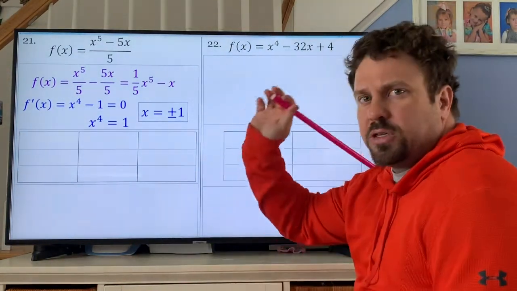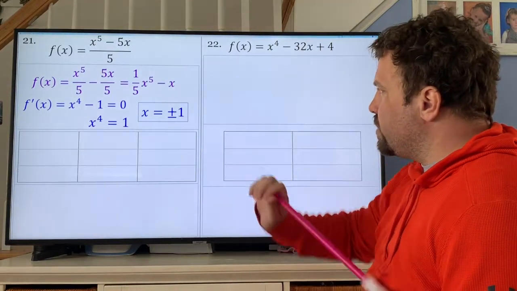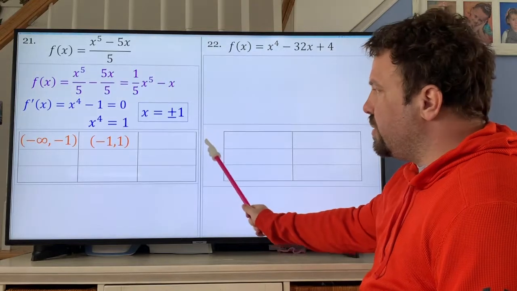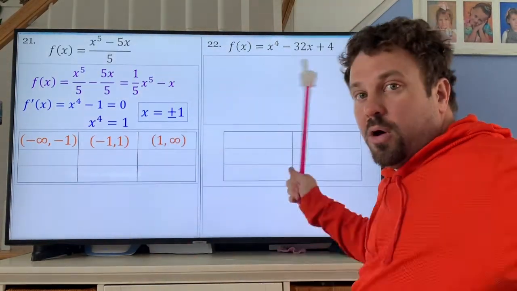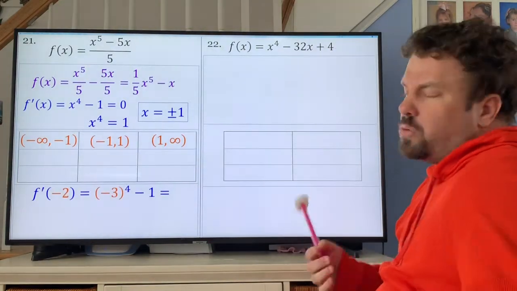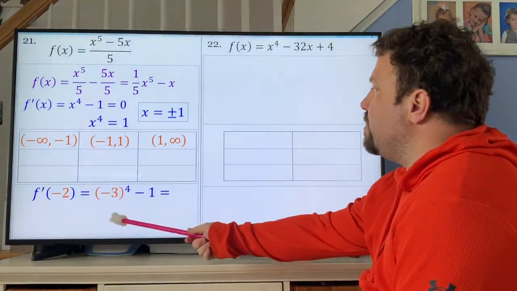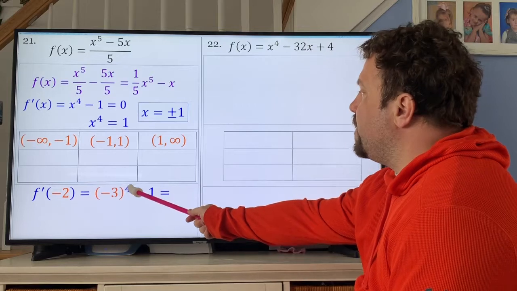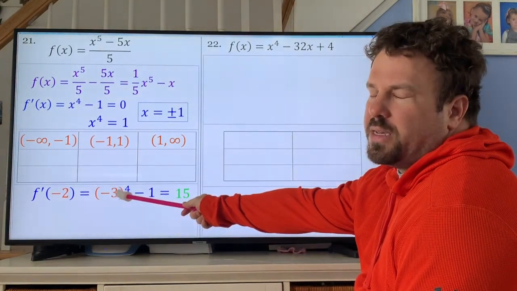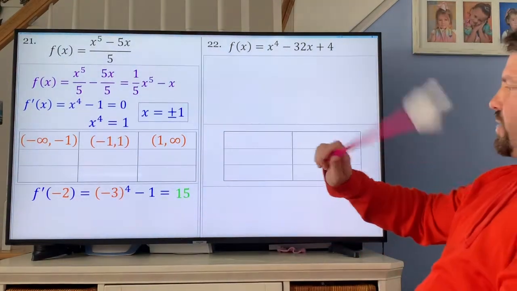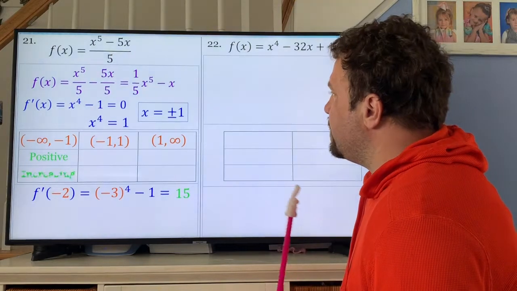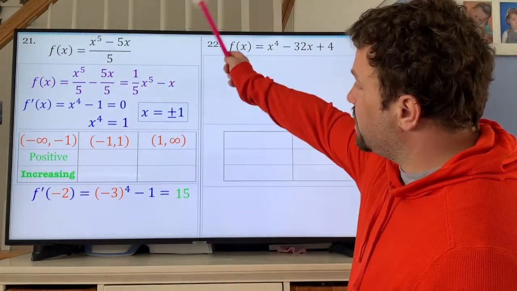As always, you start at negative infinity, go to the lower number, which is negative 1, then negative 1 to positive 1, and positive 1 to infinity, the number we always end with, open intervals. So pick a test number, negative 2. Negative 2 to the 4th power minus 1 is 15, because negative 2 to the 4th is 16, minus 1 is 15. That's a positive number, which is increasing. So the graph starts by going up.